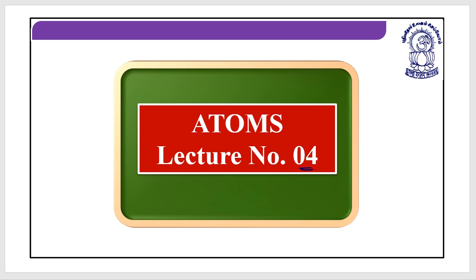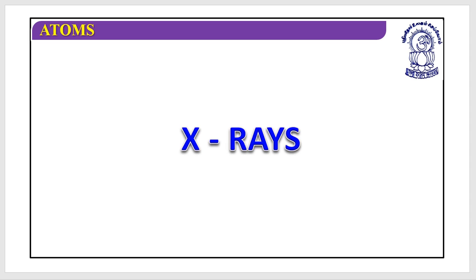This is lecture number 4 of the unit Atoms. So let's begin with today's class. In today's session, we are going to discuss X-rays. Let's look at how X-rays are produced and what their characteristics and properties are.